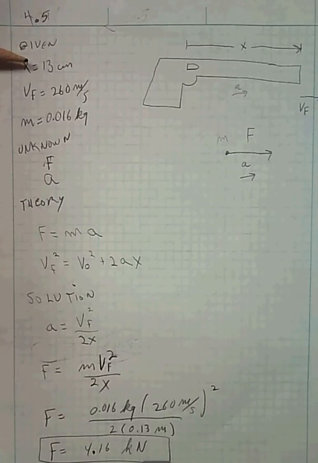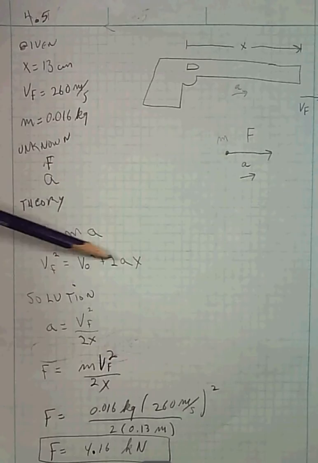Now we're given the length of the chamber, the muzzle velocity, and the mass that I've converted here to kilograms. The unknown is the force and the acceleration of the bullet. And the theory is, the only force on this, the net force, is F, which we're looking for, and that equals the mass times the acceleration of the bullet.